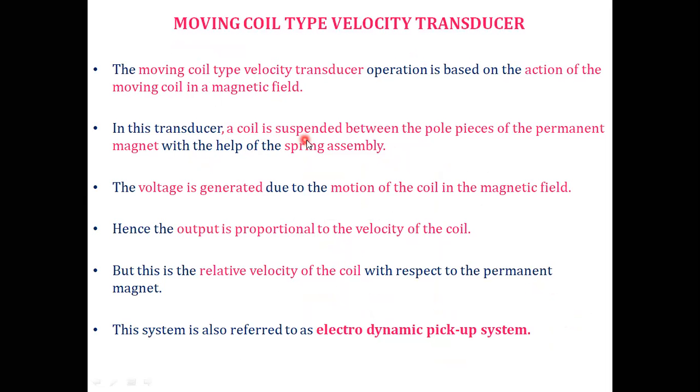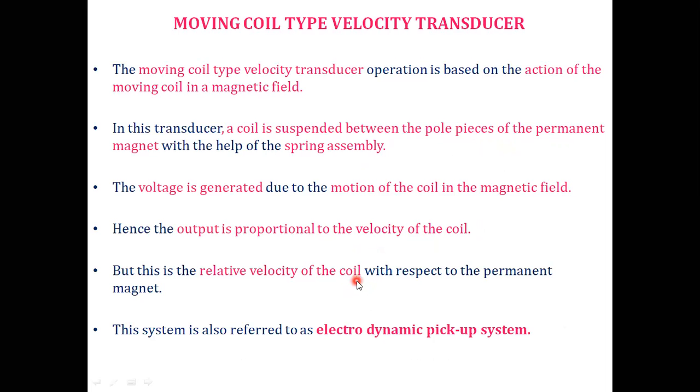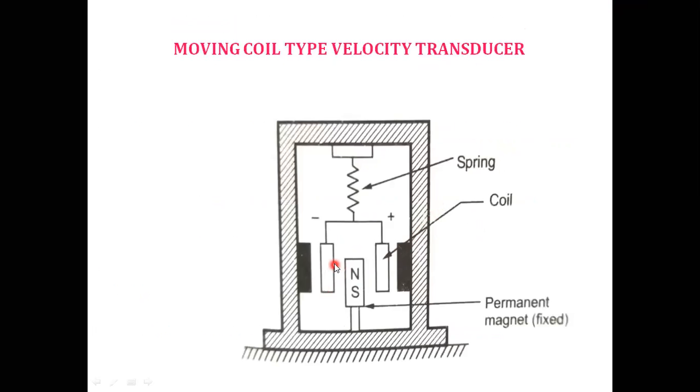In this transducer, a coil is suspended between the pole pieces of the permanent magnet with the help of the spring assembly. The voltage is generated due to the motion of the coil in the magnetic field.